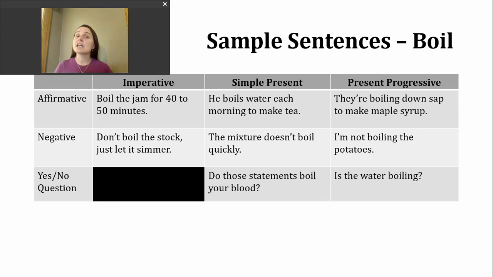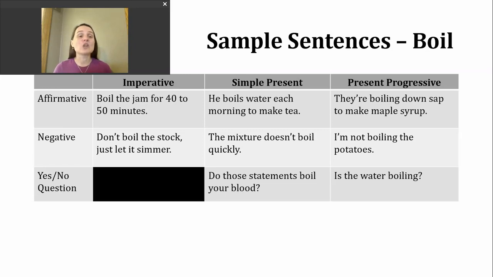If I want to make a yes or no question in the simple present, I'm going to start with do or does, then the subject, and then the base verb. Here's an example of that. Do those statements boil your blood? And I included this as an example because that might be a new phrase for you, but boil your blood is essentially make you angry. Just another way to say that.